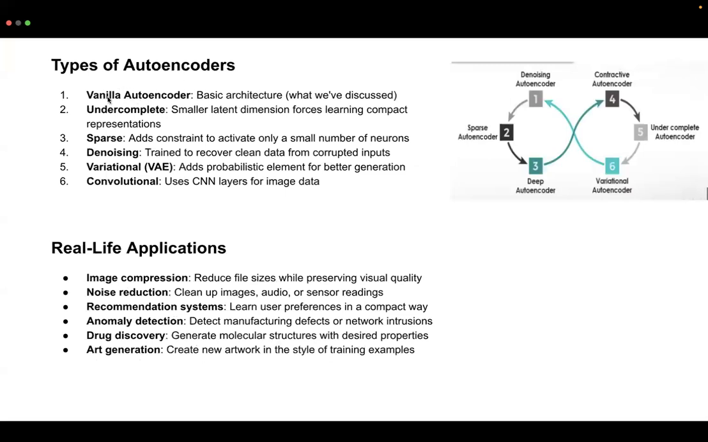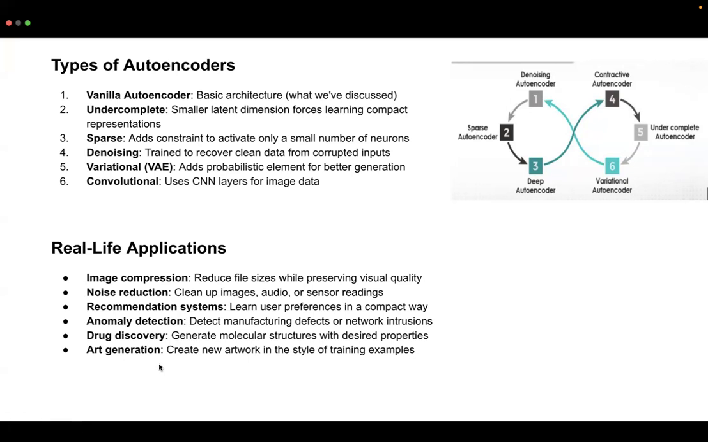What are the different types of autoencoders? You have the vanilla autoencoder that we just discussed, undercomplete, sparse, denoising, variational, convolutional, a lot of different types of autoencoders. Each type will have a different function for encoding and decoding, depending upon the use case. Some real life applications where we can use autoencoders: image compression, noise reduction, which means cleaning up images, audio, or sensor readings, recommendation systems, anomaly detection, drug discovery, art generation. A lot of real life applications are available.